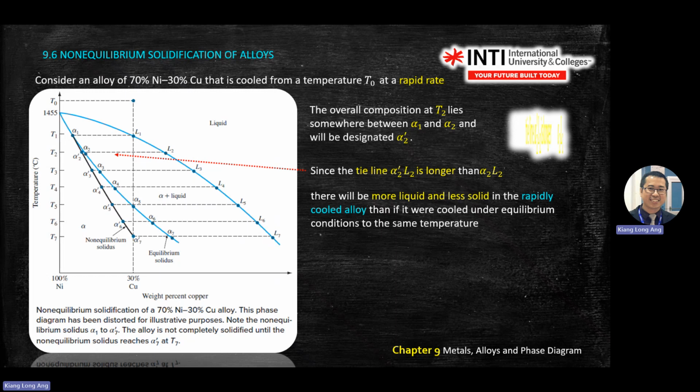Now what happened in this slide is that you do rapid cooling. The point becomes here already, so this length is longer. If this one is longer, the percentage of liquid will be larger, so S0 plus delta, divided by LS plus delta as well. The percentage will be a bit more compared to normal cooling. So there will be more liquid and less solid in the rapid cooling scenario compared to normal cooling, the equilibrium process.